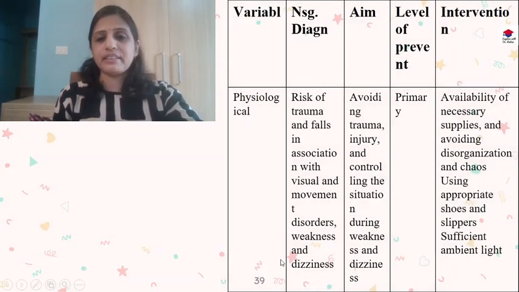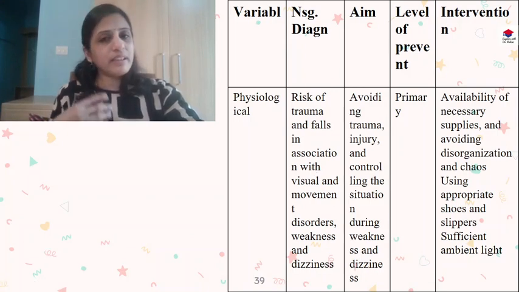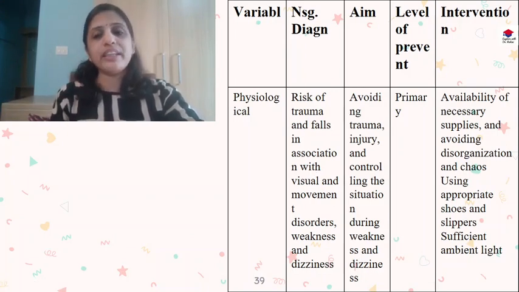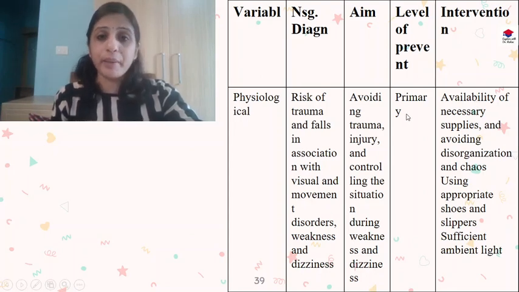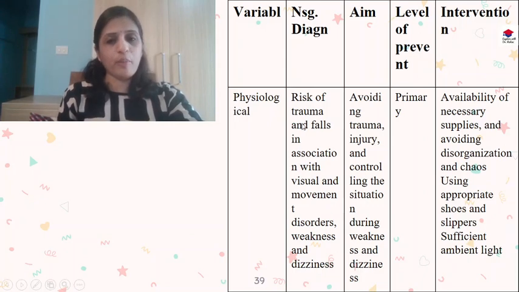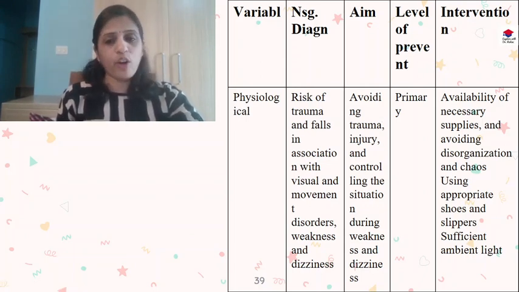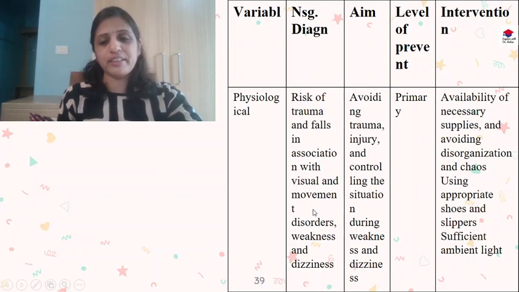So the example is this: risk of trauma. It is always risk for injury, risk for trauma. The trauma has not yet occurred, so the intervention that can be used is primary intervention. So for this physiological variable, risk of trauma, we write the nursing diagnosis, and write the aim, that is, the patient will be free from injury, avoiding trauma injury, controlling the situation during weakness.